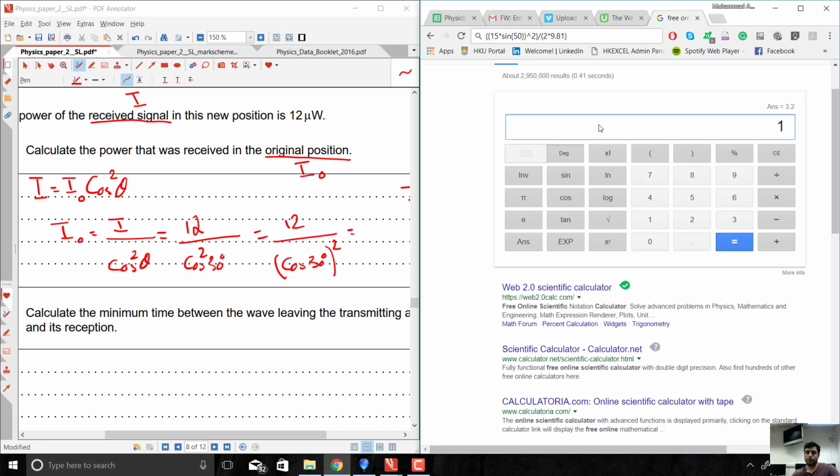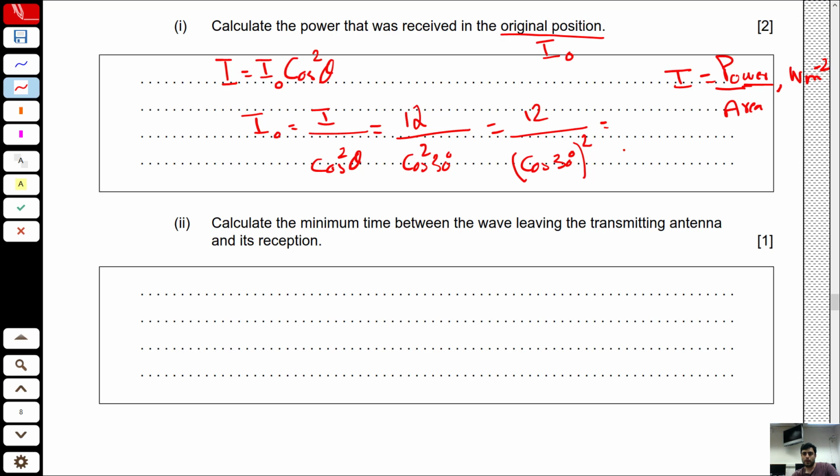So we have 12 divided by bracket open cos of 30, bracket close, again squared. Enter. 16. So this is 16 microwatt.